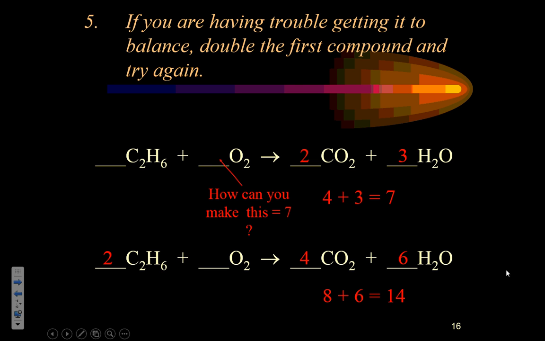What in front of O2 would give me 14? Well, 7 times 2 gives me 14. And notice I'm double what most of my predictions were before. I thought this was a 1, and half of 7 is 3.5. Double that is 7. Double 2 is 4. Double 3 is 6. I really did just double everything. So that's when in trouble, double.